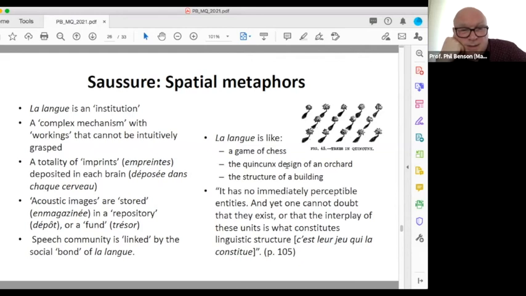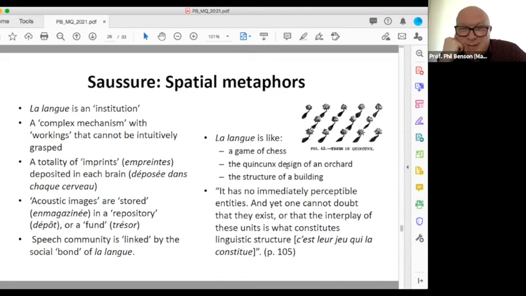He talks about the signs, which he describes as acoustic images. He says they are stored in a repository or a fund. He says that the speech community is linked by the social bond of la langue. And he also liked to make similes. He said that la langue, language, is like a game of chess. He said it's like the quincunx design of an orchard.